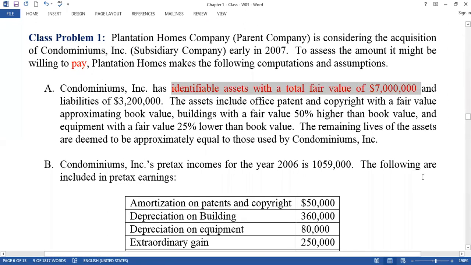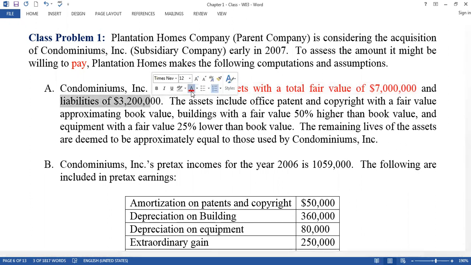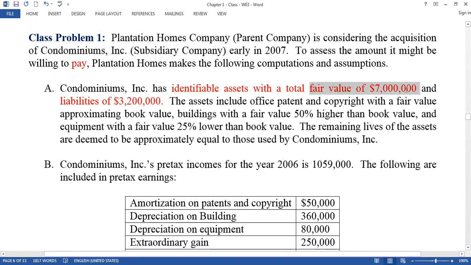Okay, you search the balance sheet of the target company, and after searching the balance sheet, you estimate that the fair value of their assets is $7 million, and the fair value of their liabilities is $3.2 million. Okay, so you calculate this information. Can you remember why we need these two pieces of information? Why do we need the fair value of assets and the fair value of liabilities? Because we have to calculate net assets, right?